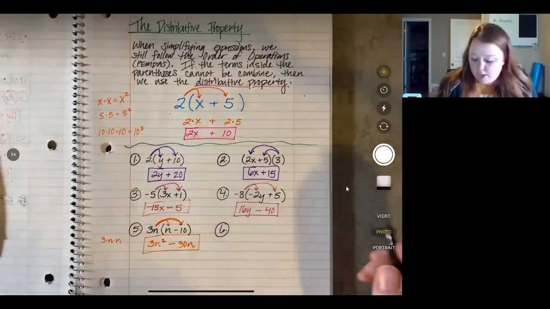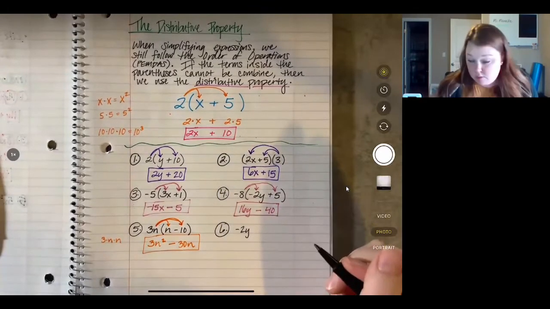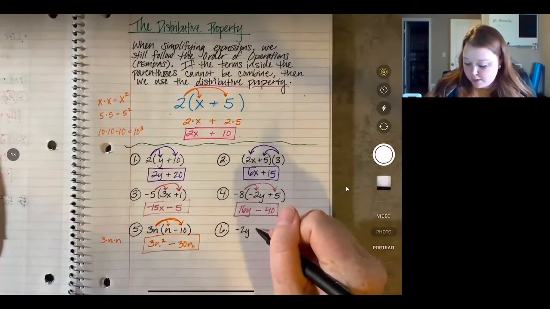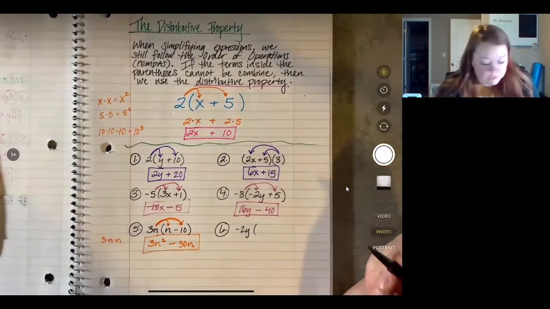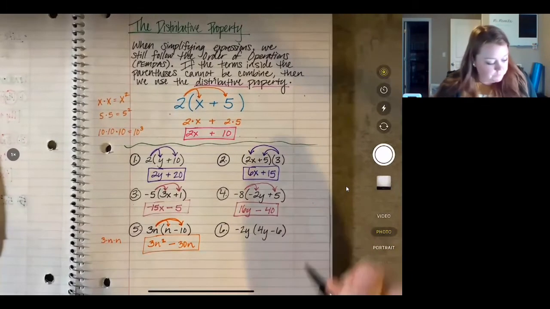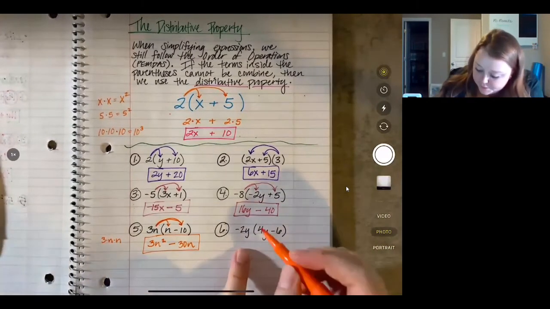Okay, so after you write this next one, I want you to pause it and then try it without me, okay? So negative 2y is out front. On the inside, you have 4y minus 6. Pause it, play it when you're ready to check. Okay.